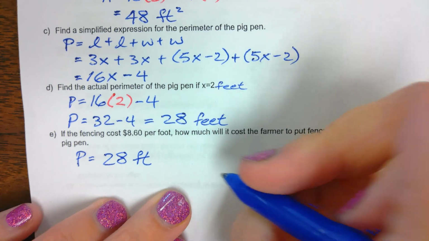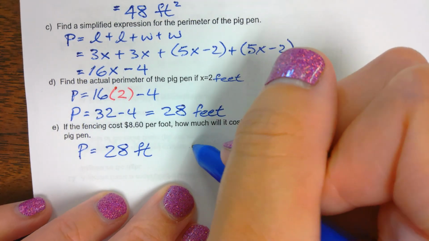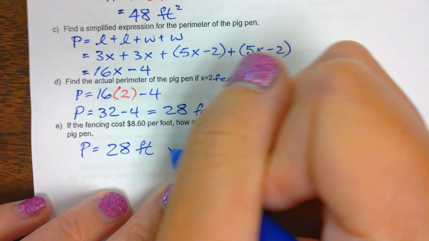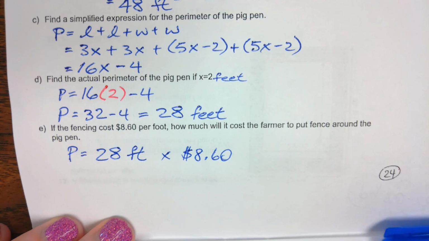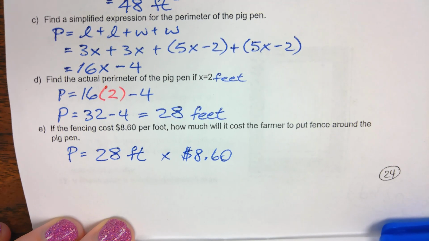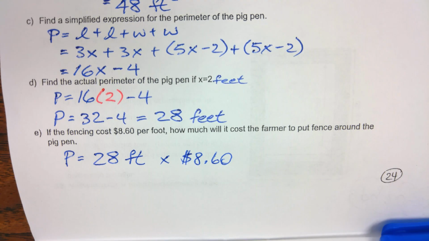And how much is each foot? Okay, so what do I do with those two numbers? Multiply it, right? Times it. I have 28 feet. Each foot is $8.60. So when I times it, where's my calculator? Somebody took my calculator.